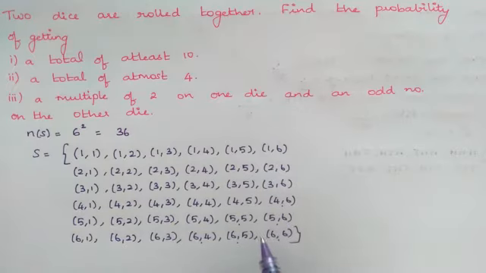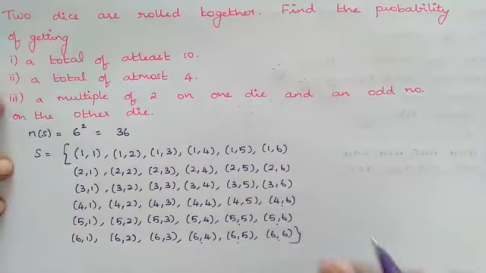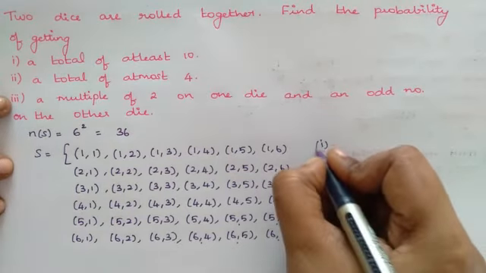Okay, hope you are able to understand. At least 10 in the sense from 10 to the maximum, however much total we are getting, everything we can include. Okay, that's it. So let's write the first question.